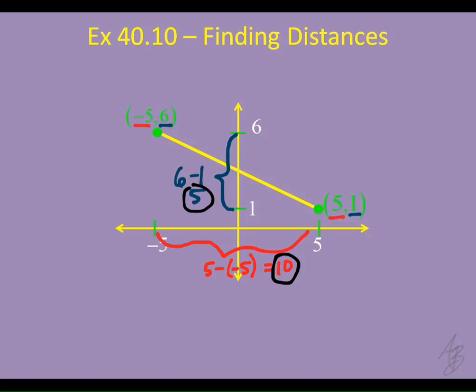So the total distance between those 2 points is 5. Maybe. We don't know. It's possible. Don't have to subtract them. So let me put those distances in this picture in a slightly different place.